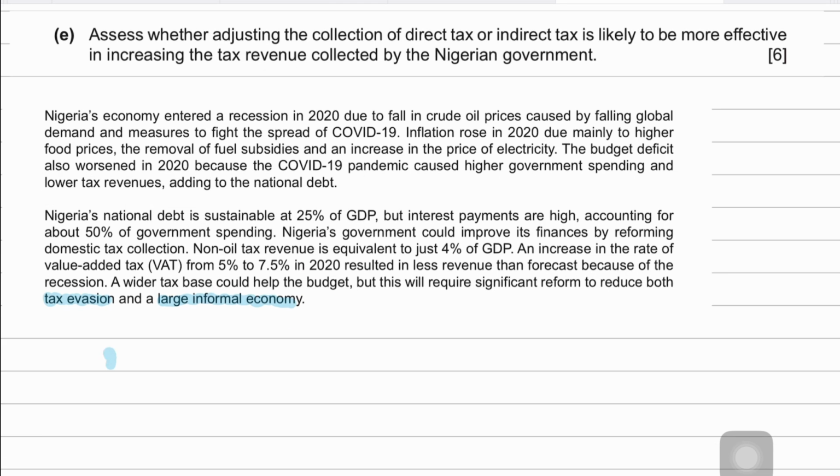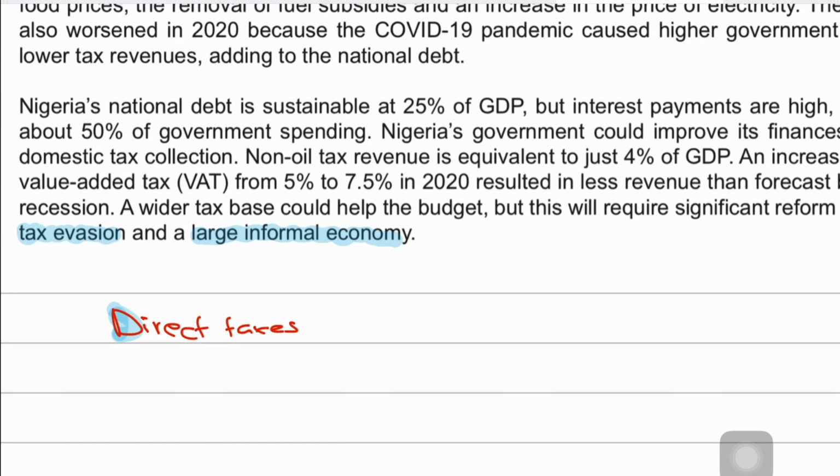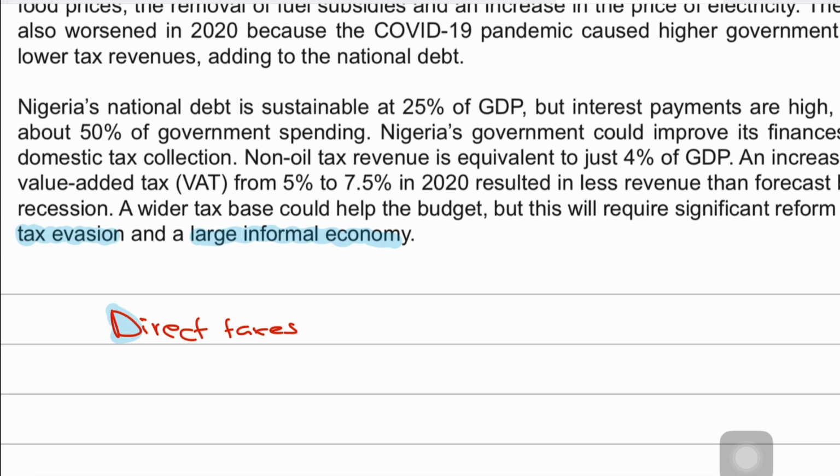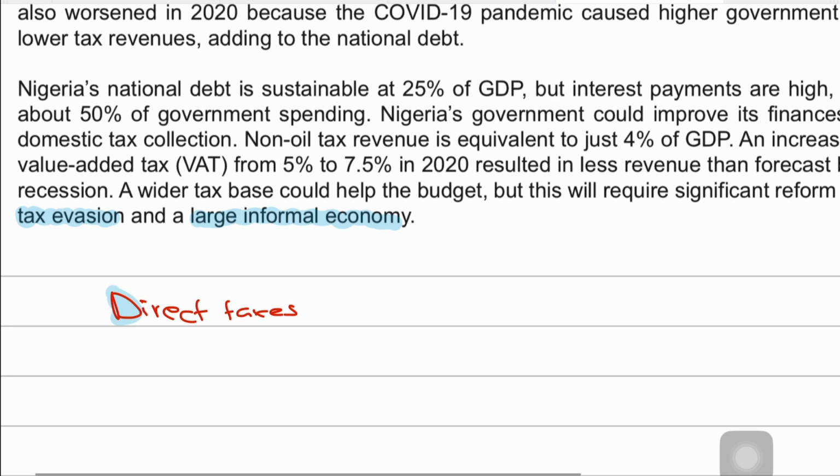And when we talk about direct taxes, they are levied directly on individuals or entities, and they are typically based on their incomes, their wealth or property. That's why we label these taxes as income tax, wealth tax, property tax, and they're levied directly on individuals or other entities.